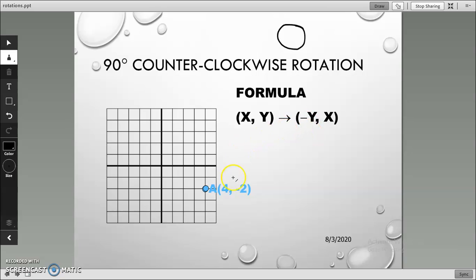So if I have 4, -2, my y value is -2. It's going to change signs. That's going to become a 4. So I will be at 2, 4. And there is my new point. So from here, from 90, I'll go to here. There we have it. That's counterclockwise.